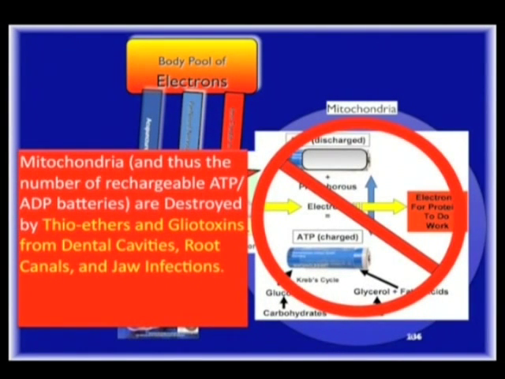Next, mitochondria are destroyed if you have dental infections. The kind of bacteria that are able to infect your teeth put out poisons called thioethers and gliotoxins, and these simply shut down the mitochondria.